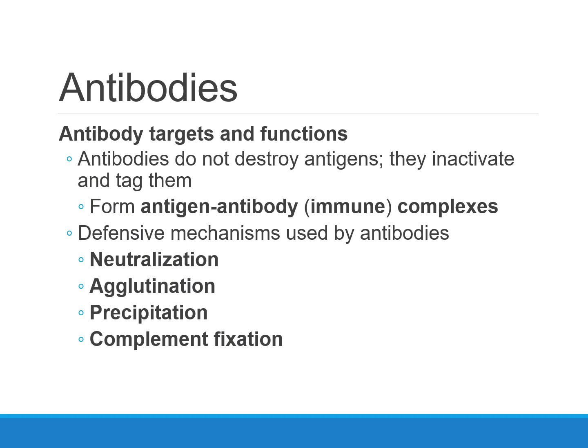So how do they do their job? Antibodies are going to target antigen, but they don't destroy the antigen. They inactivate it and they tag it for destruction. When they bind to it, they form what's called the antigen-antibody complex. At the end of the day, the result is the same. We're going to get rid of the antigen. It's just how do we do that? We can do that through neutralization, agglutination, precipitation, or fixation of complement.